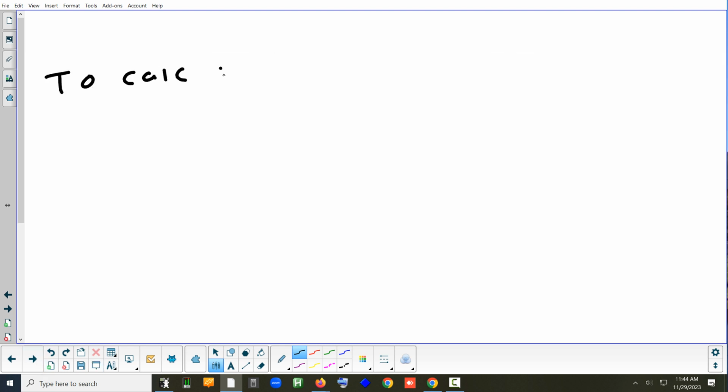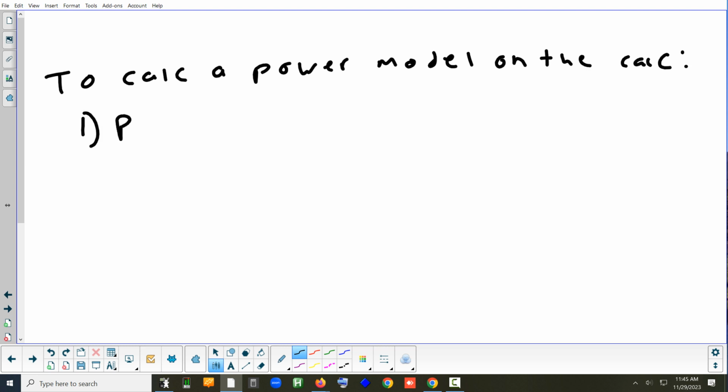Calculate a power model on the calculator. Well, the first step is you have to put in the data. They're going to give you points as coordinates. So let's do that first. Put in the data. To do that, you're going to go stat, and then you're going to go to edit. So it's going to be stat and then edit.